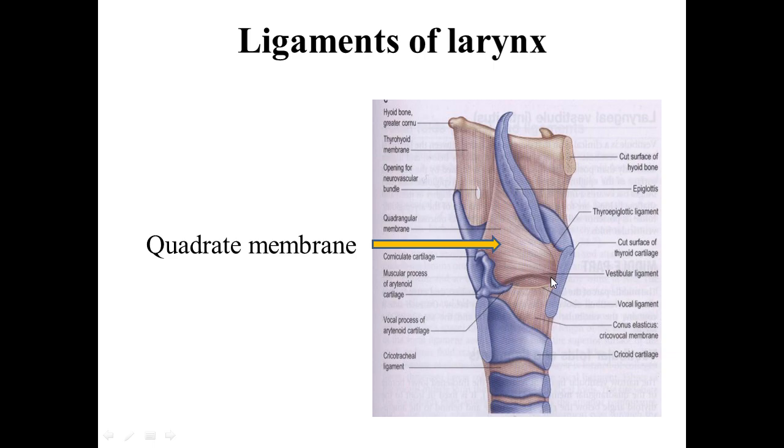And this vestibular ligament is covered by mucous membrane and lined by ciliated columnar epithelium, and then it forms a mucosal fold, and that is called the vestibular fold. So in the upper border of the quadrate membrane there is the aryepiglottic fold, while in the lower border of the quadrate membrane there is the vestibular fold, and this vestibular fold consists of the vestibular ligament.